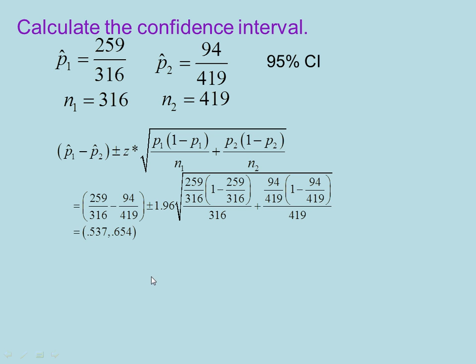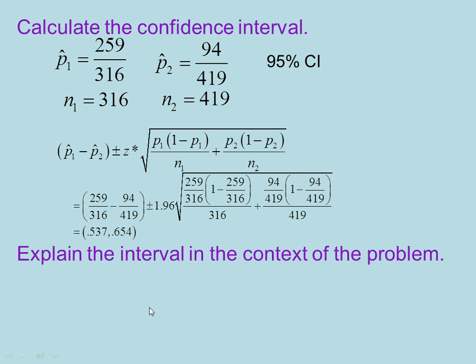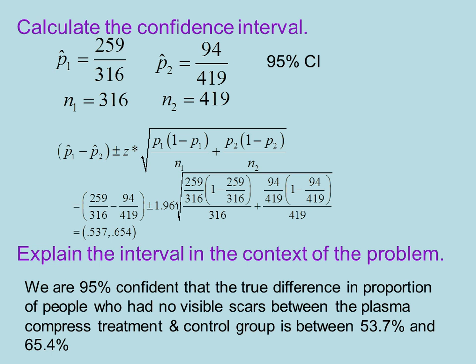So what do you do last? You explain the interval in the context of the problem. So again, go back to what the problem was talking about. Remember those plasma compress treatments? So we write our answer. We are 95% confident that the true difference in proportion of people who had no visible scars between plasma compress treatments and the control group is between 53.7% and 65.4%.